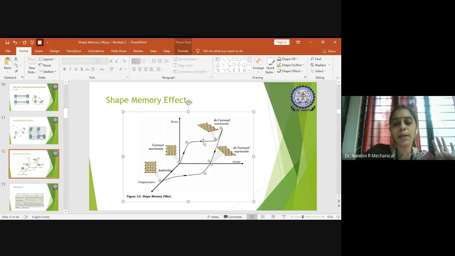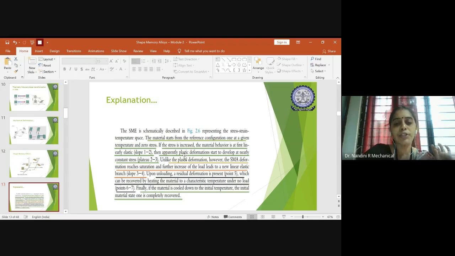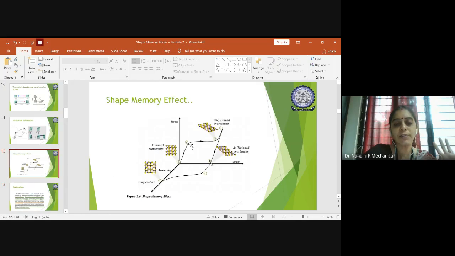So this transverse movement of the path will show you the amount of strain induced in the given shape memory alloy. So this shows the plastic deformation which starts to develop at constant stress. I told you the stress here will be constant because you are not applying any temperature. The stress will be constant, only the strain will be induced. So you will come to know what is the amount of strain induced at constant stress.